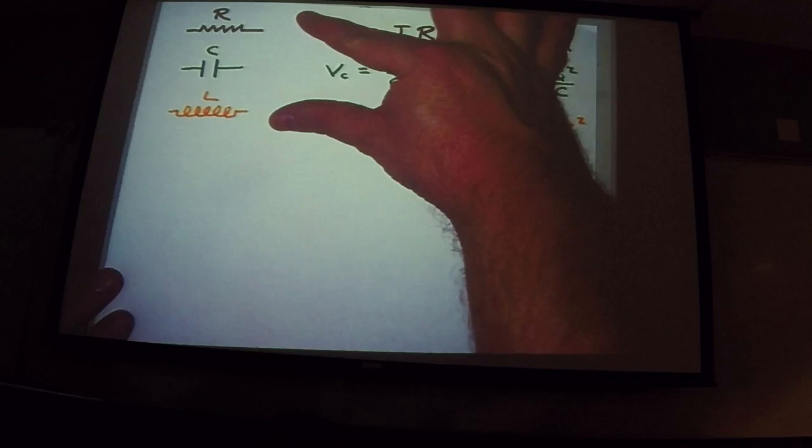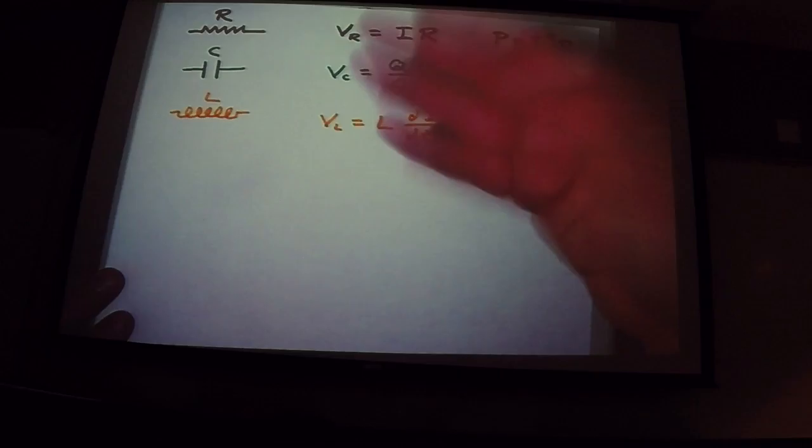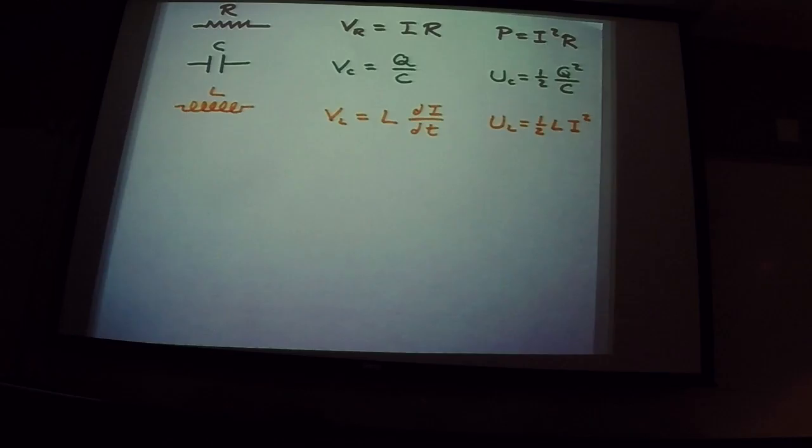So we've had circuits with this, circuits with this, circuits with this. We've had RC circuits. We've had LR circuits. What do we have to do now? CL. The CL circuit, or the LC circuit.